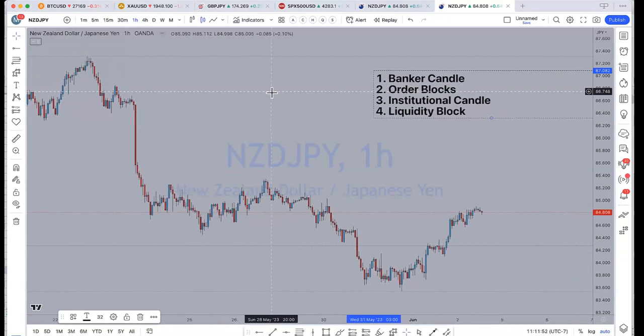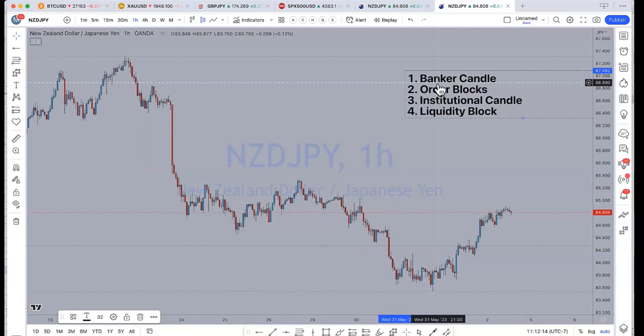What I'm going to go over real quick is what I like to call the banker candle. You may have heard it called other things. People call them order blocks, institutional candles, liquidity blocks. There's a couple other names. It doesn't matter what you call them. These candles are super powerful. I just like to call it a banker candle because I think it's really simple: a candle that's manipulated by the big institutions, banks. When I say banker candle, I'm talking about all this stuff.